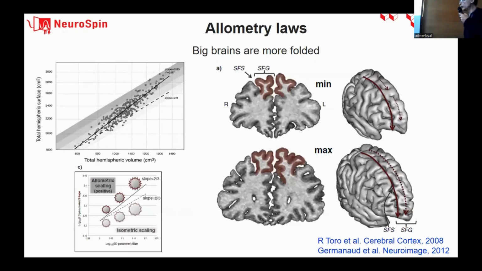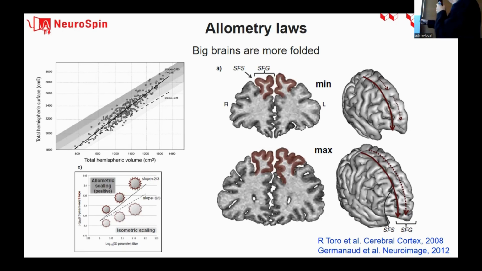I'd like to focus on something very important when you study folding, which is allometry rules. David is a worldwide expert of allometry rules, and if you're interested, he can discuss with you hours about that. Here, this chart is just showing you the evolution of surface area versus the volume of the brain in humans.